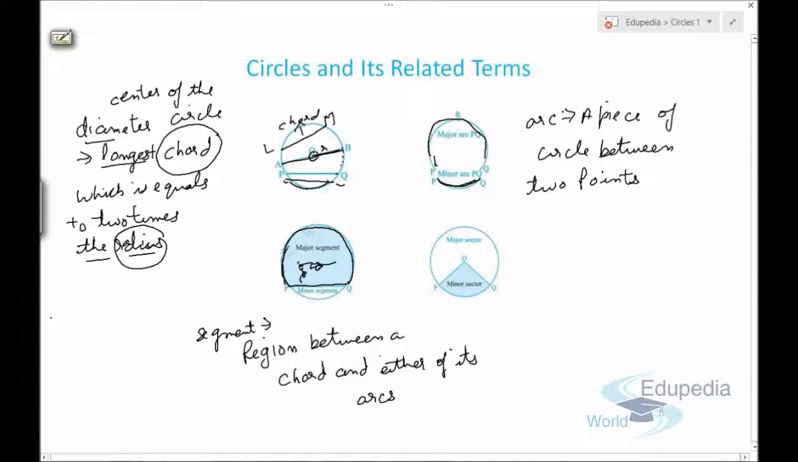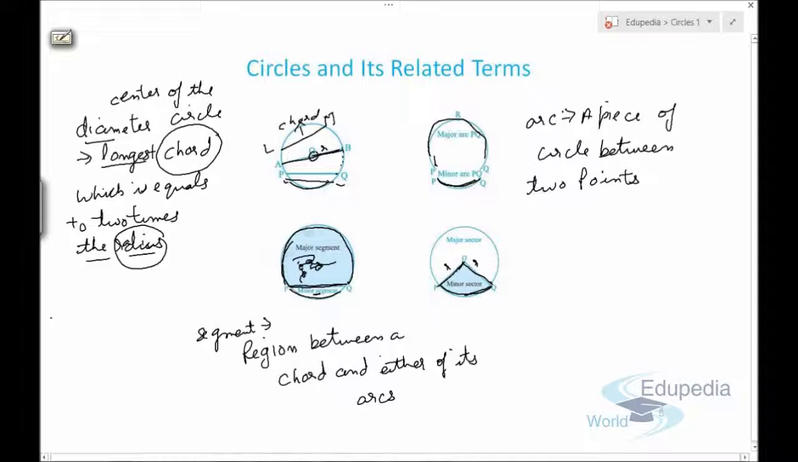Let's say we take a major arc, so it's a major segment area. Now if we take this chord and this minor arc, this is a minor segment area. Now this is a segment. Now what is a sector? It's a very important concept, so you have to see it very properly. Let's say we join 2 points to the center of a circle like this. So when we join these 2 points, this is a radius, this is a radius. Now the part in between the 2 points is known as a sector.